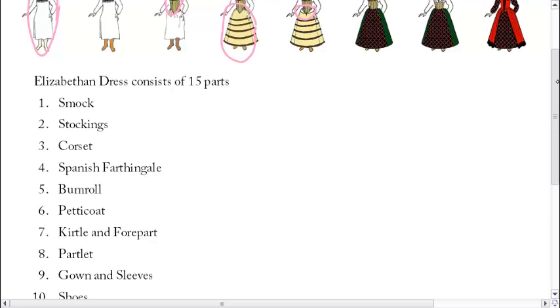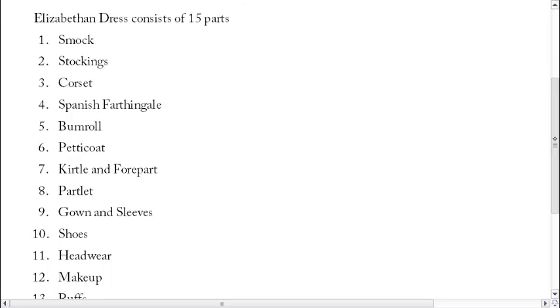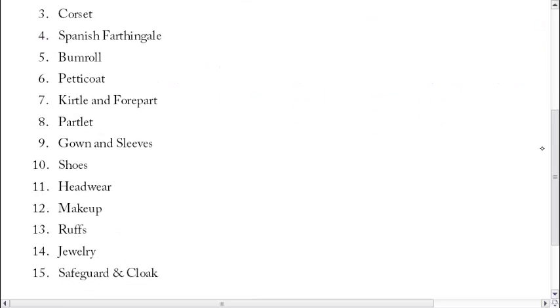As well as that, we have a kirtle and a forepart. So this would be this part of the dress, and the kirtle would be the green, as you can see, and the forepart would be the checkered right here. So we have those two parts. But we also have gowns and sleeves, and these were a variety of different things. So the sleeves are here, and the gown is pretty much this here, on the sides of it. And there were so many different designs, usually containing lace, in the Elizabethan era.